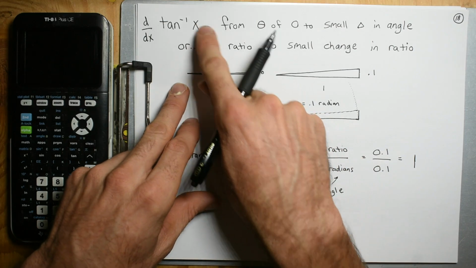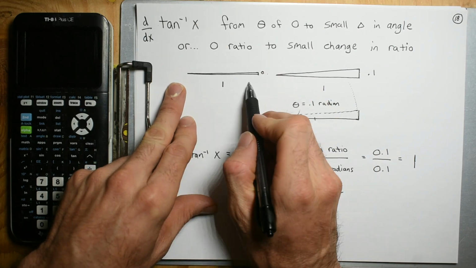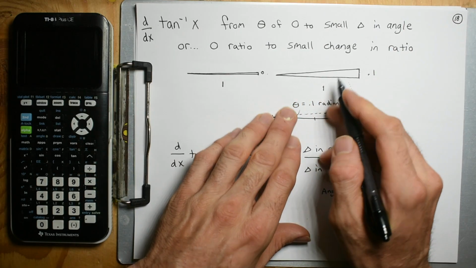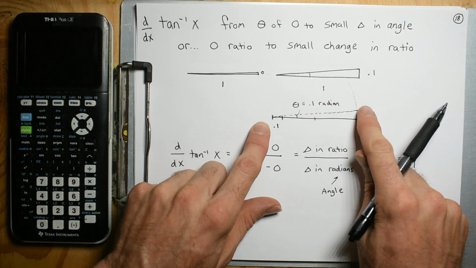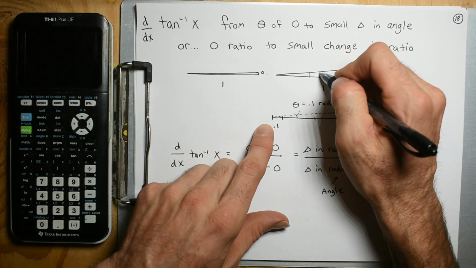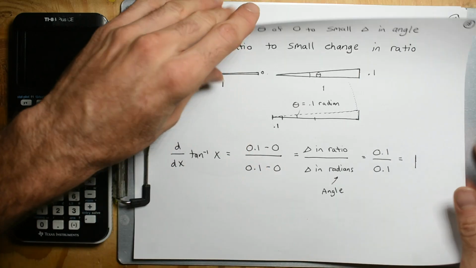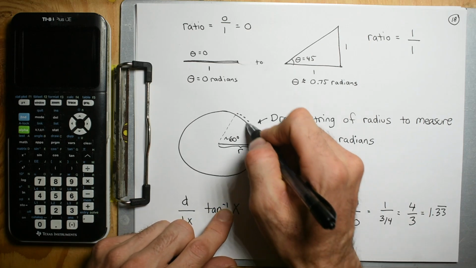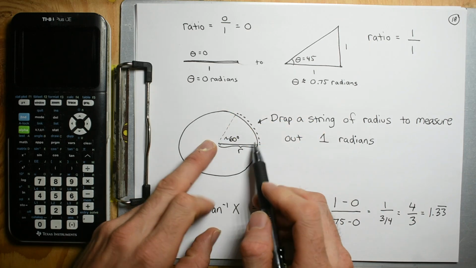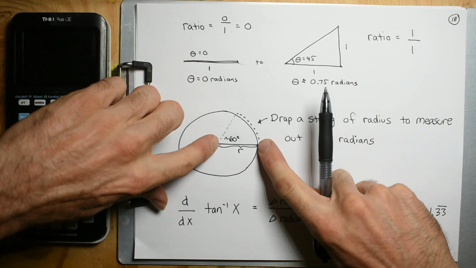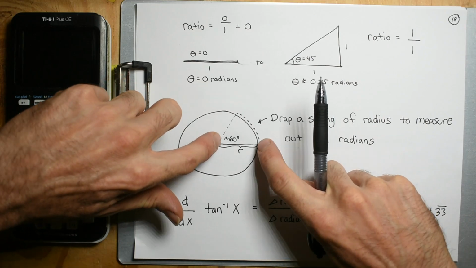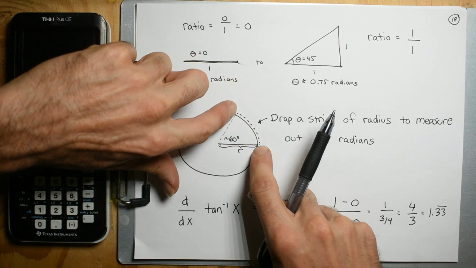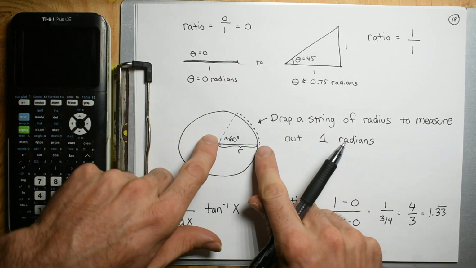If I have a ratio of 0, this is 0, this is 1. And then if I have this be 0.1, and this is 1, what angle is this? That's the question. Well, the angle is going to be in radians. I'm going to jump ahead. This is a circle. This is the radius. It's always good to envision cutting a string. The length of the radius is starting here and then draping around the circle. You'll visually get to about 60 degrees.